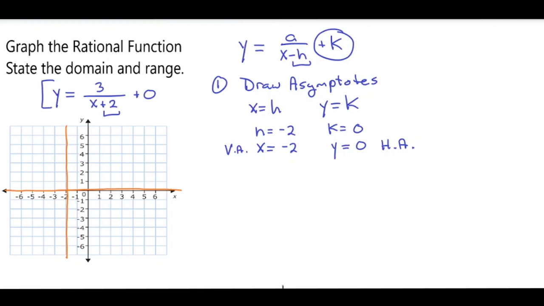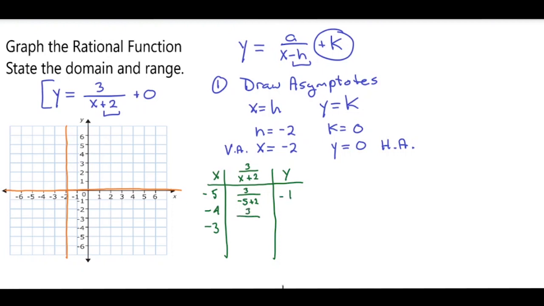Now I need to pick x values that are on the left side of the vertical asymptote. So I'm going to pick negative 5, negative 4, negative 3, and then I'm going to plug those into 3 over x plus 2 to find my y values. So in the first one I have 3 over negative 5 plus 2. Well, negative 5 plus 2 is negative 3. 3 divided by negative 3 is negative 1.